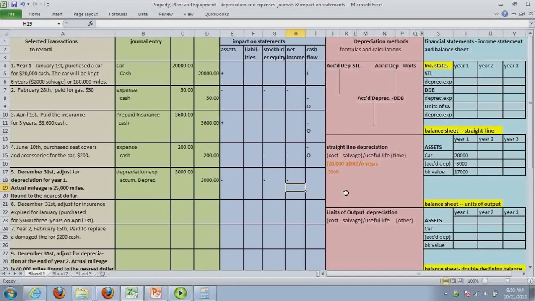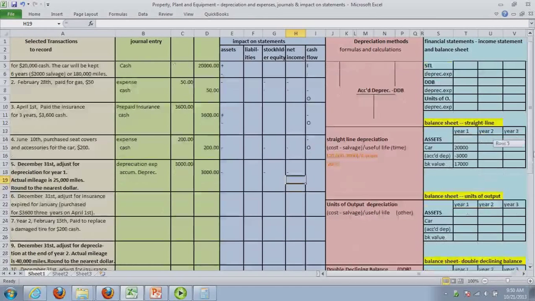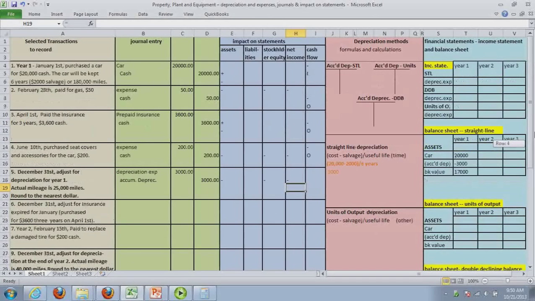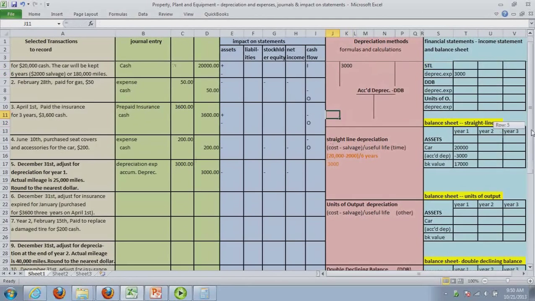So let's take a look at the other methods. Units of output, and I guess it really doesn't matter which one we take first. But if we fill in the income statement for straight line, it will show 3,000, and no surprise, if there's no major change or overhaul, we'll continue to see that. With the other approaches, let me throw that up here too.